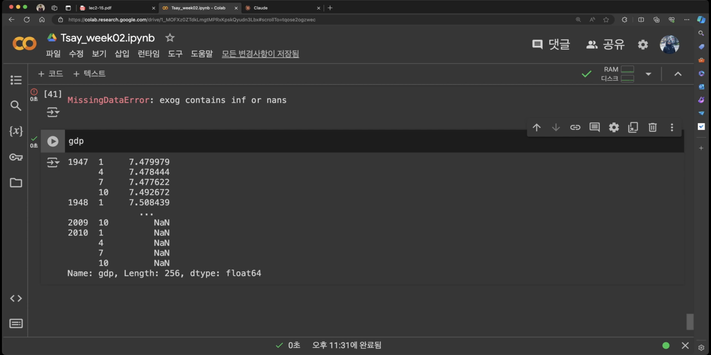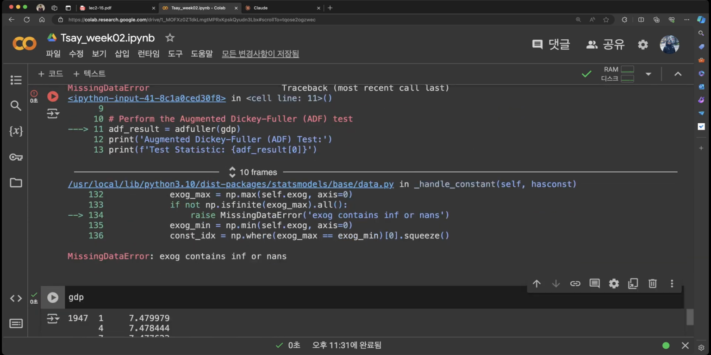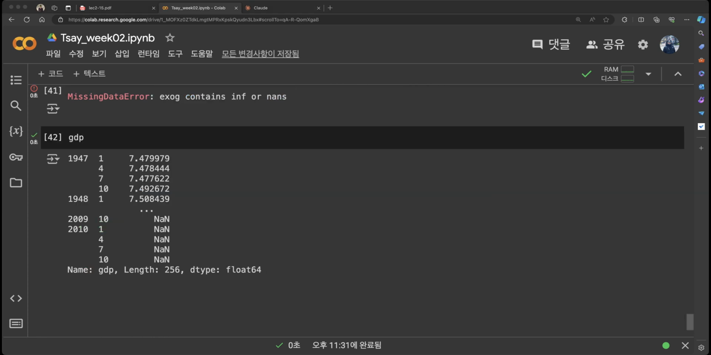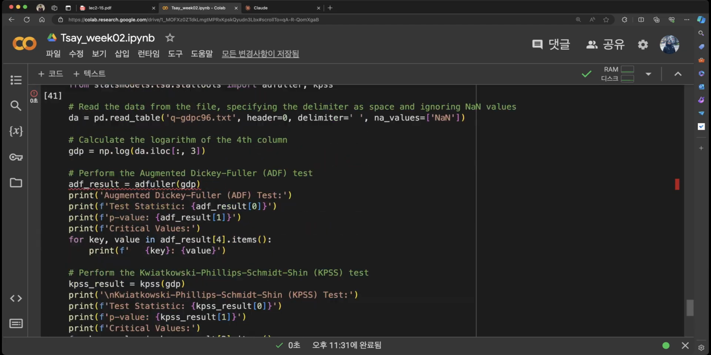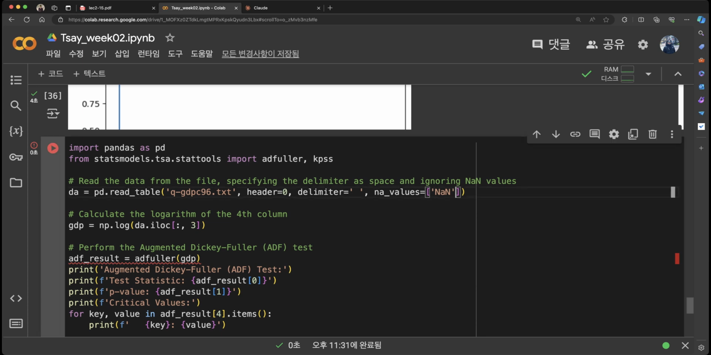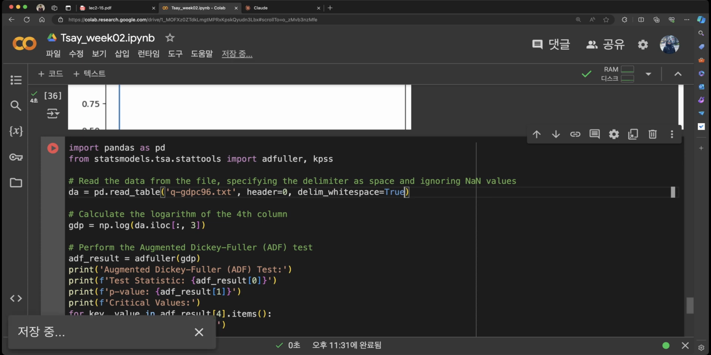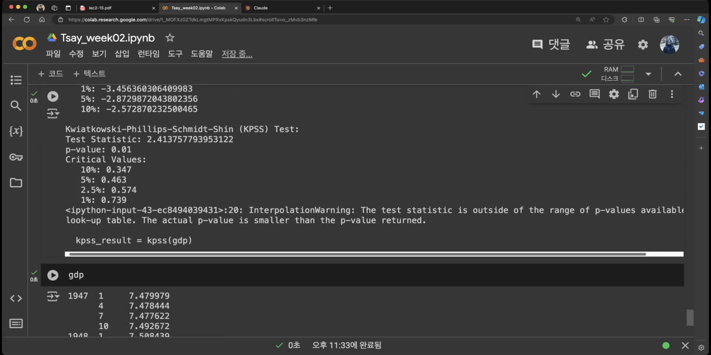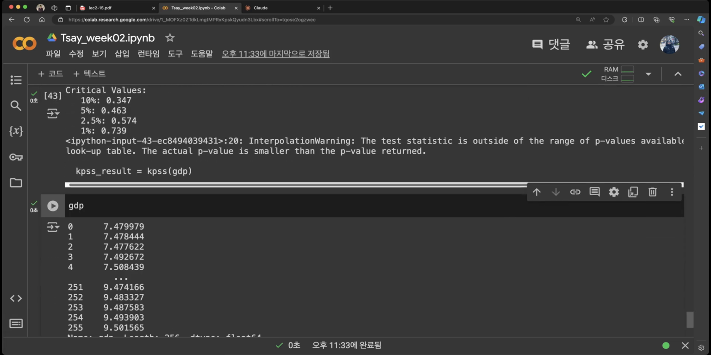So, I think I have to check the data again. Maybe there is a data issue. Okay, so delimiter. Let me instead of this one, okay, delimiter white space true. Okay, now it works. So GDP data. Okay, something like this. Good.